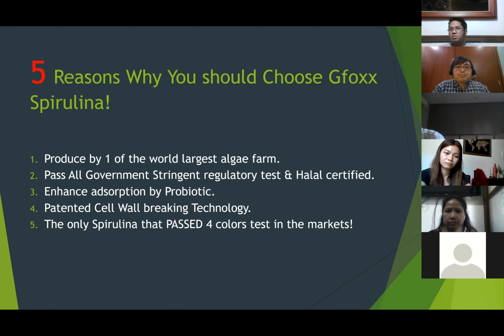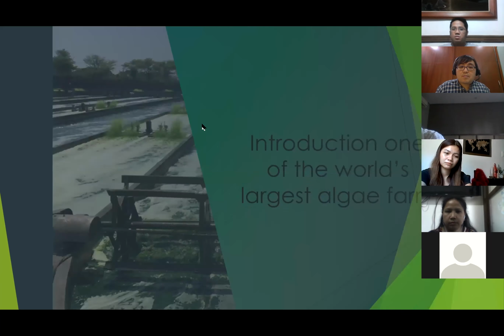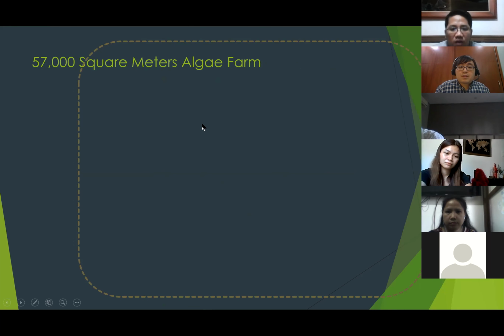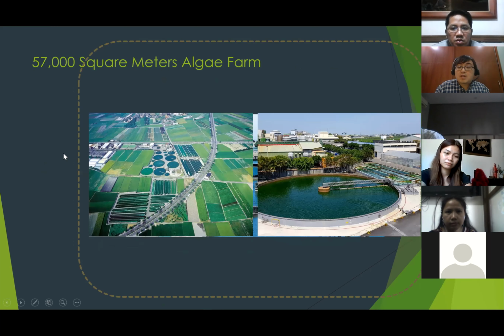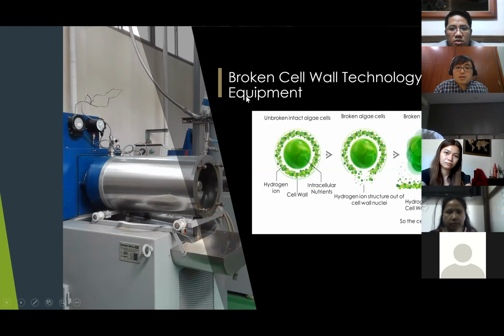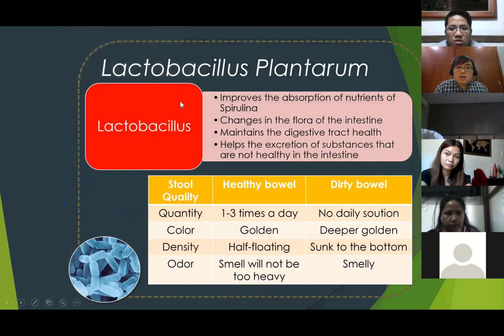Okay. Right, the largest farm. 54,000 square meter algae farm. The product is from Taiwan, so you can see the whole. Okay, this is the patented process that we say. The probiotic inside is a lactobacillus. It helps for absorption and bowel movement as well.